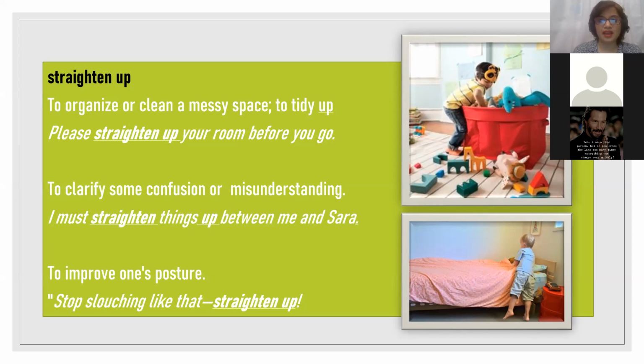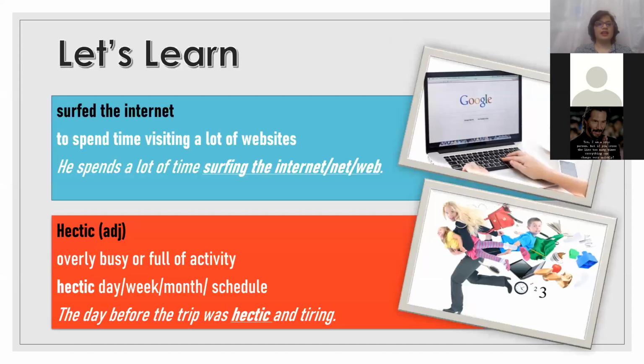Okay, so let's see what we have next. The last two expressions are here. So can you help me out in this one? Surf the internet: to spend time visiting a lot of websites. He spends a lot of time surfing the internet, web. All these things are same, whether you call it internet, net, web, they're all same, right? And when you're surfing the internet, it means you're spending a lot of time on computer and visiting sites, from one side to another.